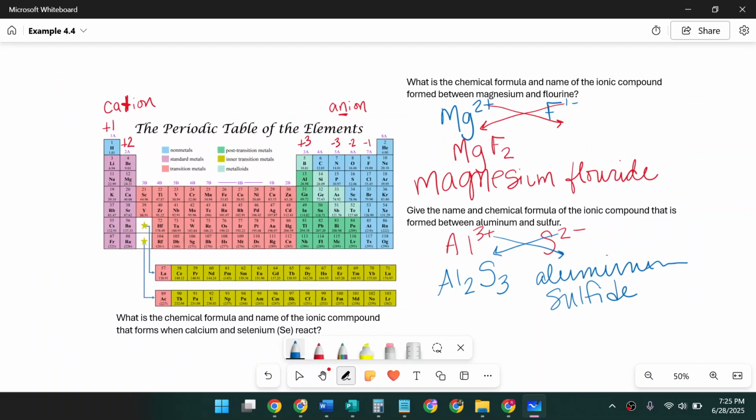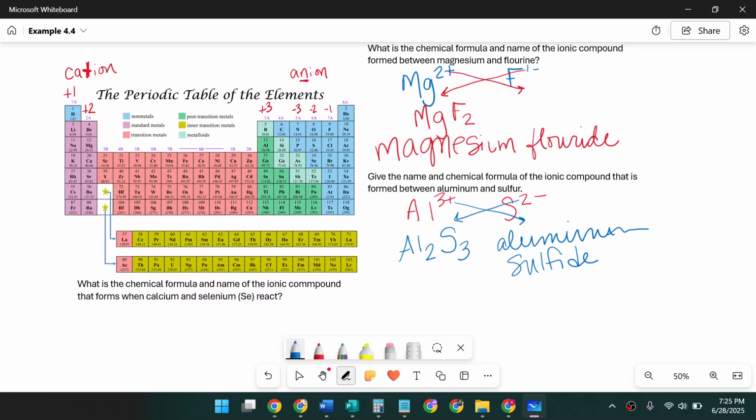All right, and then the last one says, what is the chemical formula and name of the ionic compound that forms when calcium and selenium react? Now, calcium is right here. We know that one. But we don't have selenium necessarily memorized because it wasn't expected. You might, but probably not. So they had to give us the chemical formula of it so we could find it. So calcium is in group 2A, so it's going to have a +2 charge. And selenium is in group 6A, so it's going to have a -2 charge.